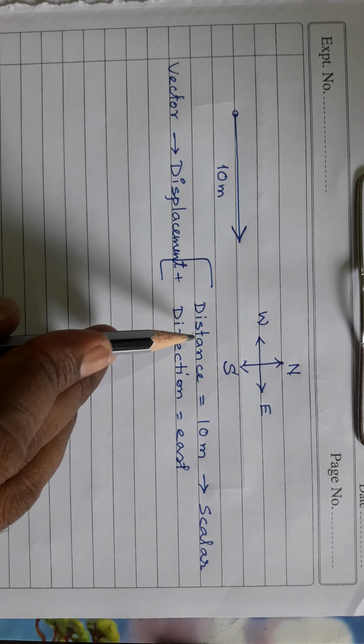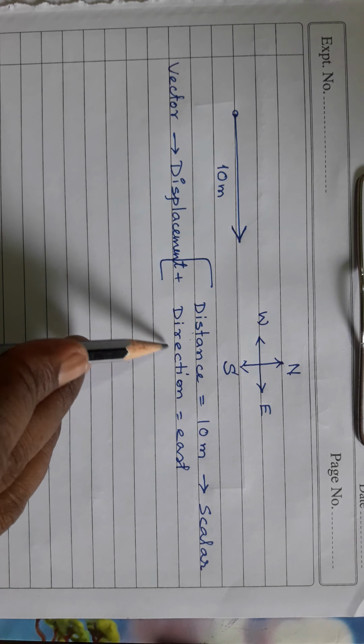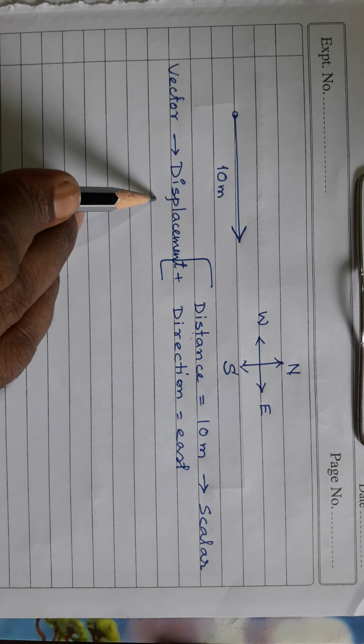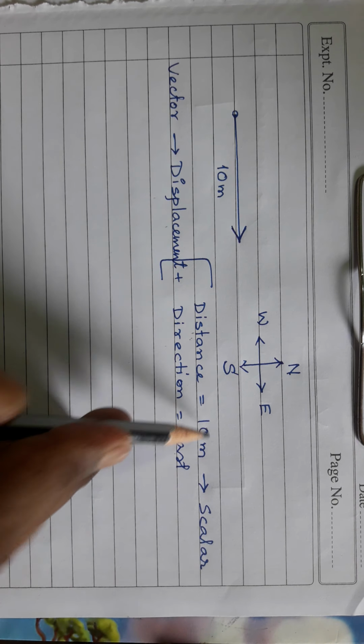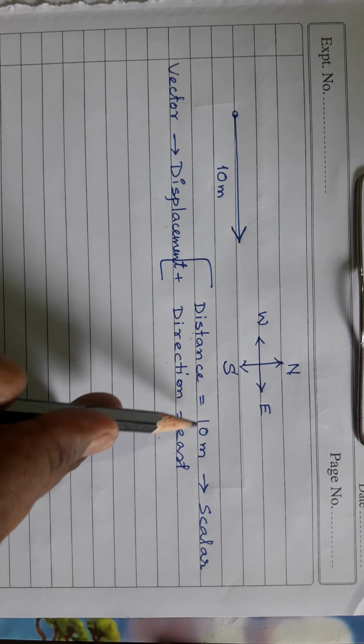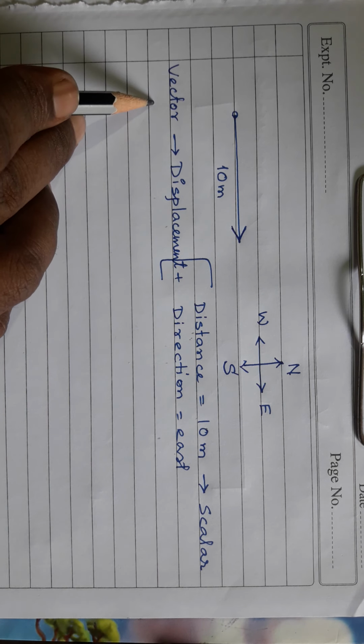But if I add distance in which direction? Towards east, then distance plus direction is called displacement. Displacement is what? 10 meter due east. So it has both distance and direction, magnitude and direction. So it is called a vector quantity.